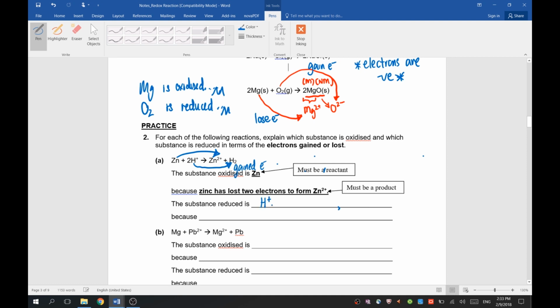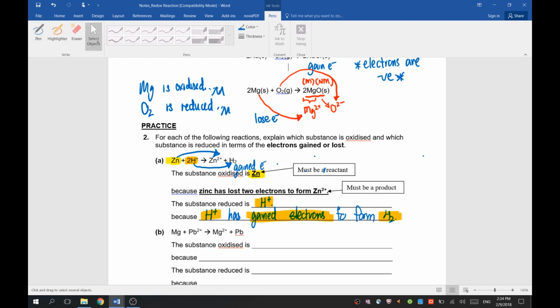Take note that the substance that is being reduced or oxidized is always the reactant, because there's no point saying that it's the product that got reduced or oxidized. It doesn't make sense. So now, because the substance reduced is H plus, we must be able to explain. How do we explain? We say that H plus has gained electrons to form H2. So similarly, I have a before, I have an after, and I have what happens in between. These are the key words that you need to explain.